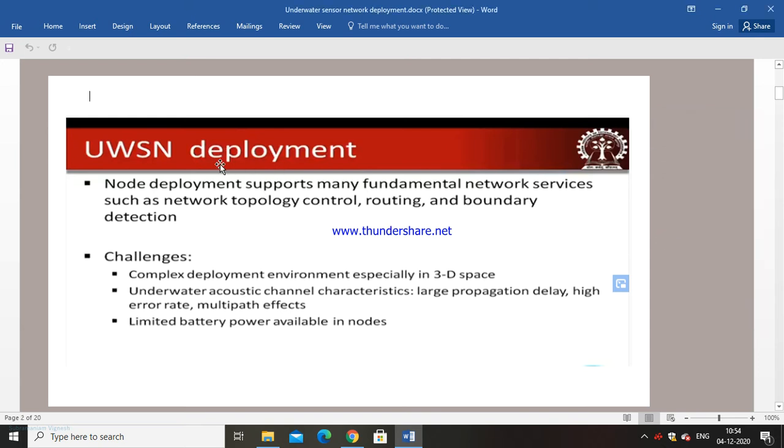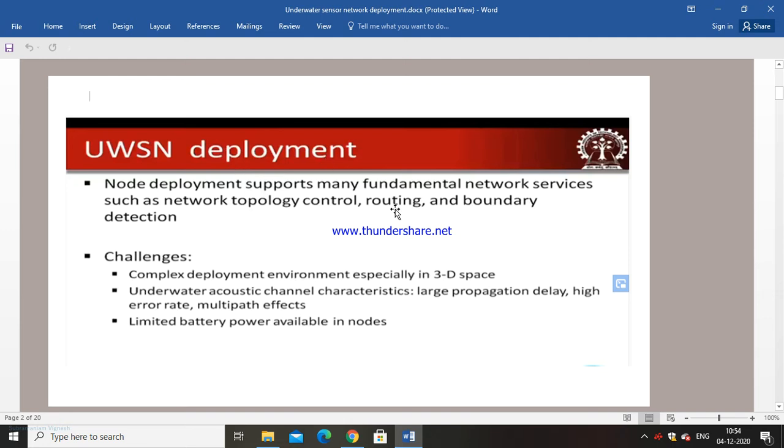Underwater sensor deployment. We saw what an underwater sensor network is. Now deployment is nothing but the arrangement of nodes: how we will arrange the nodes underwater, and in which type. Discussing the arrangement of sensors underwater is called underwater sensor network deployment. Node deployment supports many fundamental network services such as network topology control, routing and boundary detection.